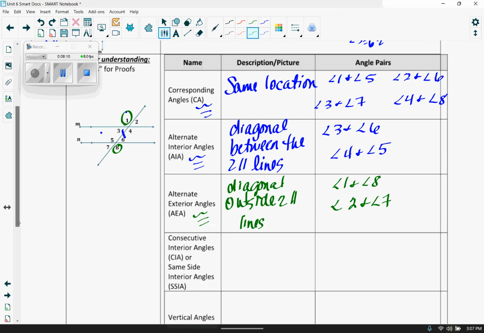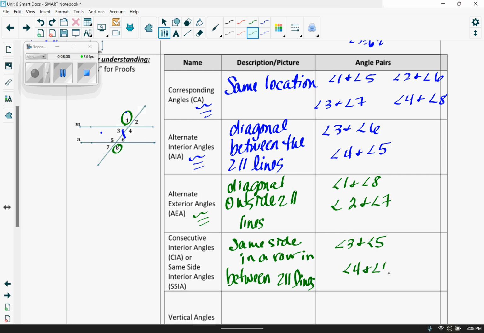Consecutive interior angles. So that's going to be in a row, same side, and in a row, in between two parallel lines. So in this case, it's going to be like angle 3 and angle 5, angle 4 and angle 6.